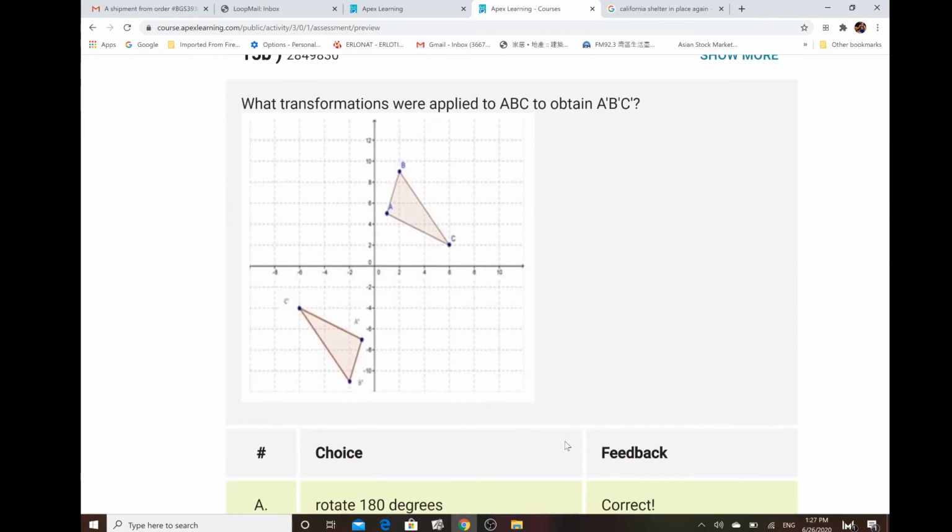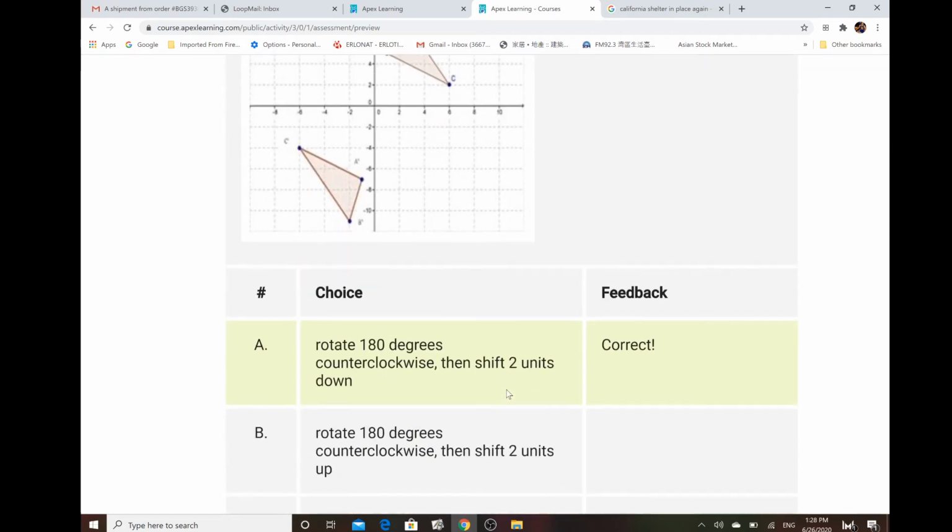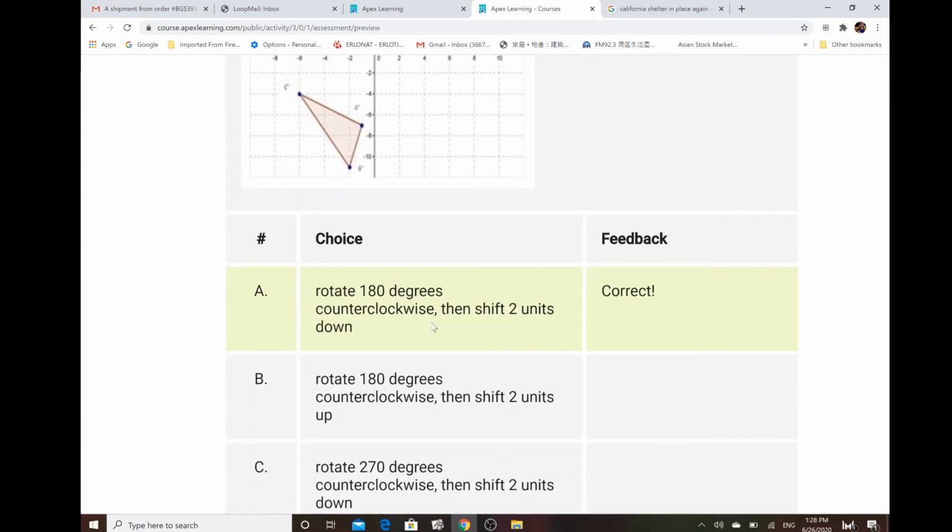And then here's another one, triangle ABC to obtain A prime, B prime, C prime. So here's ABC. In order to get A prime, B prime, C prime, the first thing is rotation. 180 degrees counterclockwise, going back this way. And then shift 2 units down.